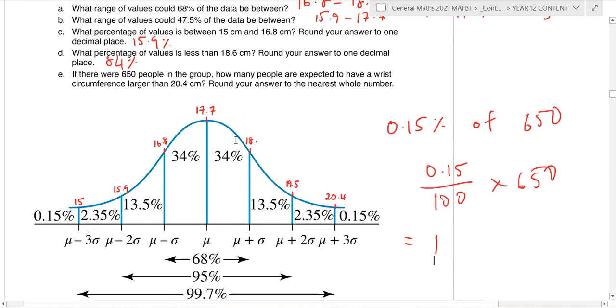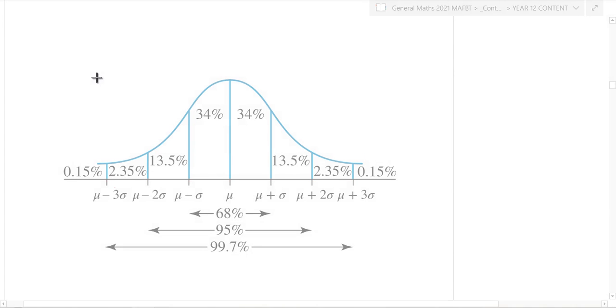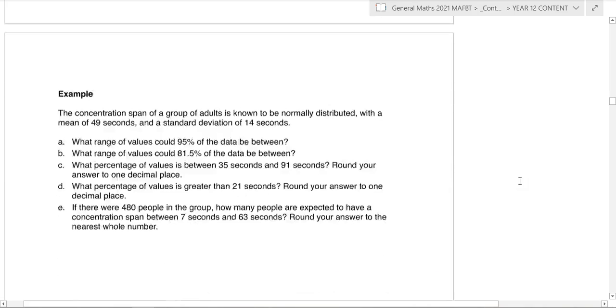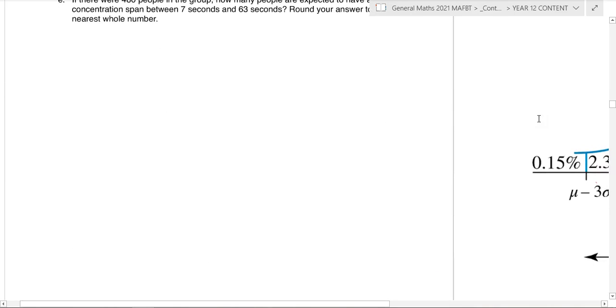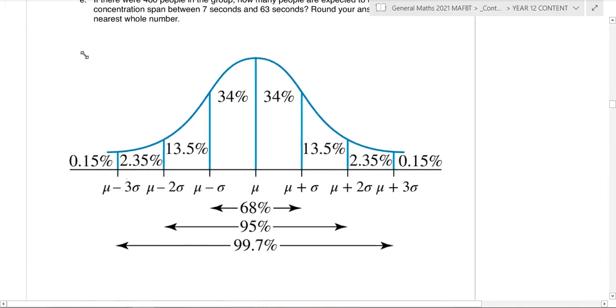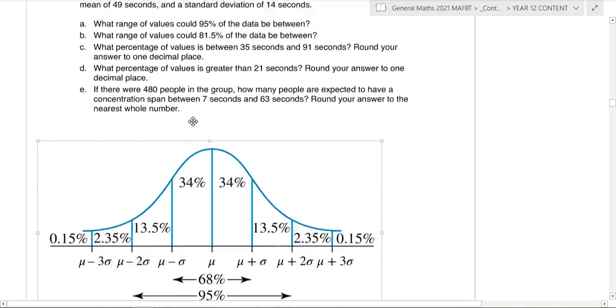Again, whenever you do these questions, it's really important that you have this graph as a reference point, because it will help you do the questions. I really like to do this, especially if you're starting this topic brand new and you understand next to nothing about it.